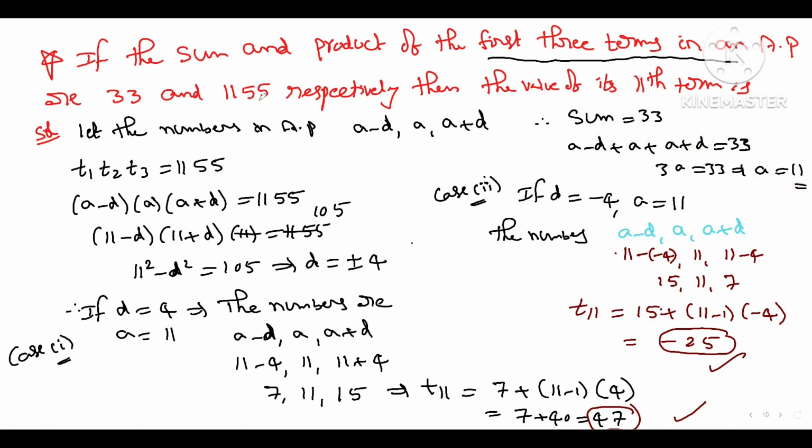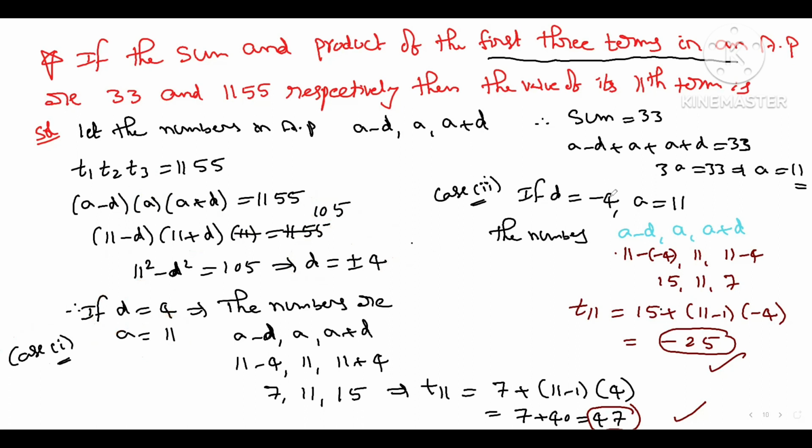Okay. So here, what is the one more condition? Product is equal to 1155 given. T1, T2, T3 is equal to 1155. So T1 is here A minus D into A into A plus D is equal to 1155. So A value here we have got 11. 11 minus D into 11 into 11 plus D. Here A is 11. 11 times 105, they get cancelled. So (A minus D) into (A plus D), we get 11 square minus D square is equal to 105. So D value we get plus or minus 4. So we will take the first case, D is equal to plus 4, A is equal to 11.